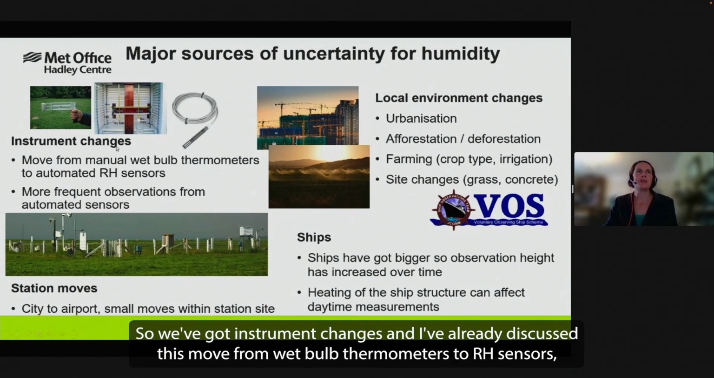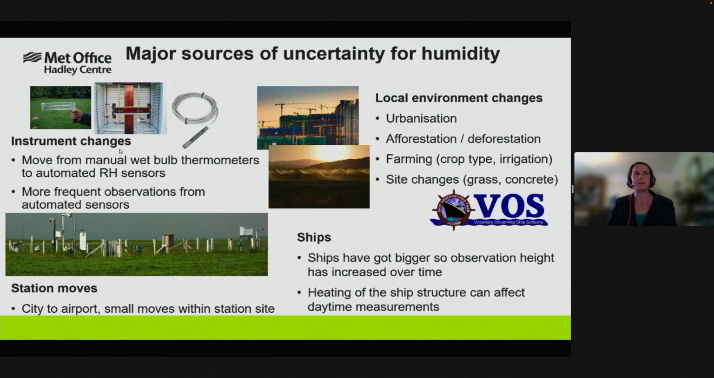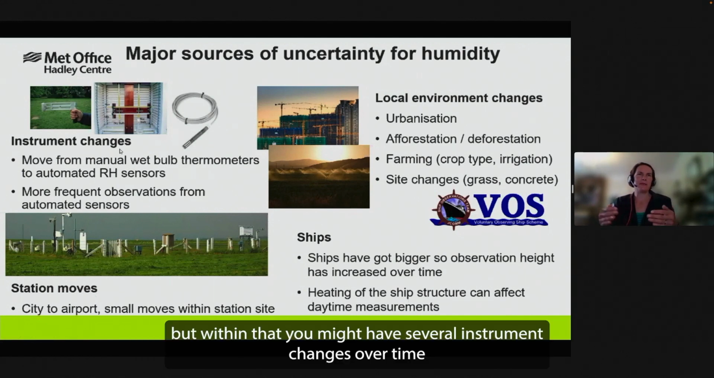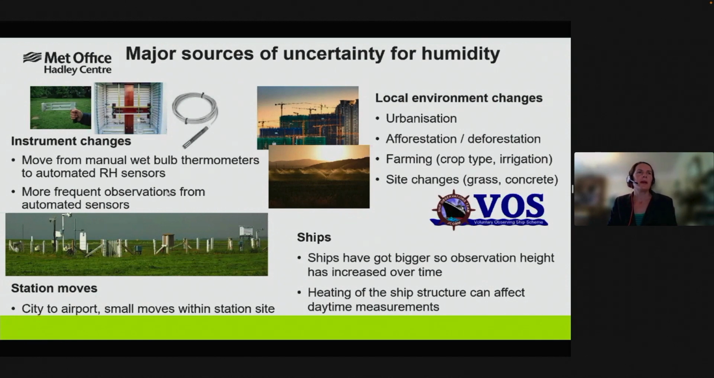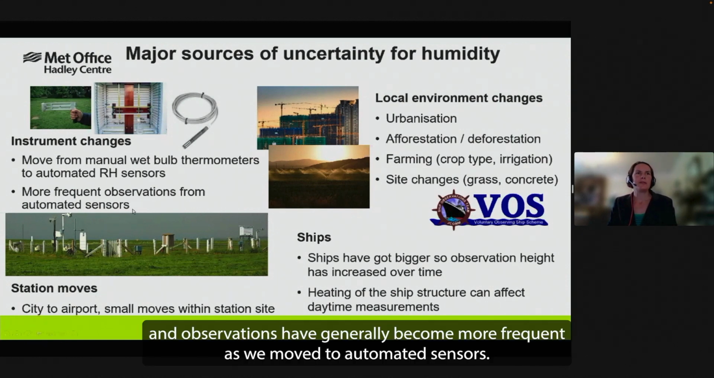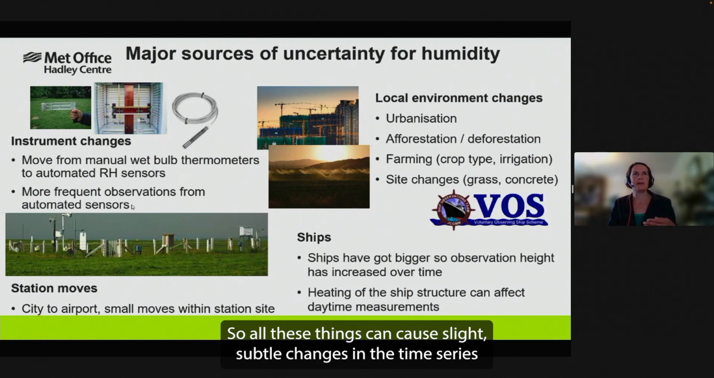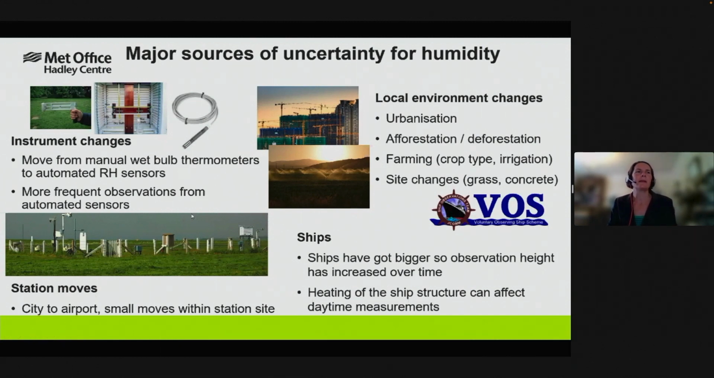So we've got instrument changes, and I've already discussed this move from wet bulb thermometers to RH sensors. But within that, you might have several instrument changes over time. And observations have generally become more frequent as we move to automated sensors. So all these things can cause slight subtle changes in the time series.